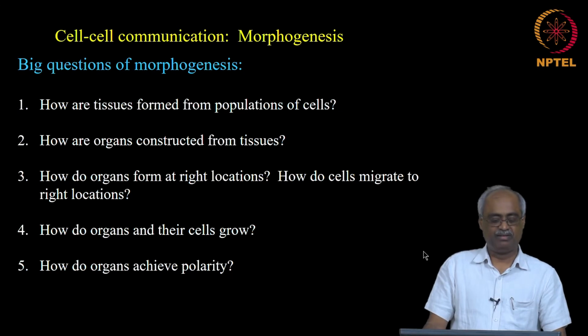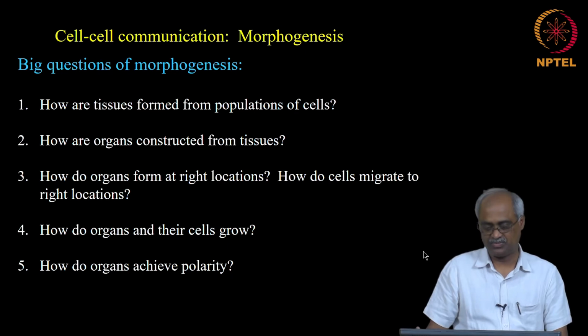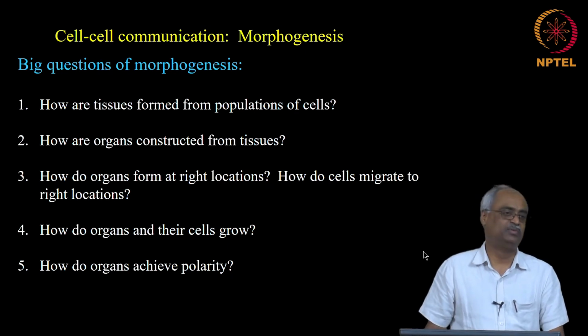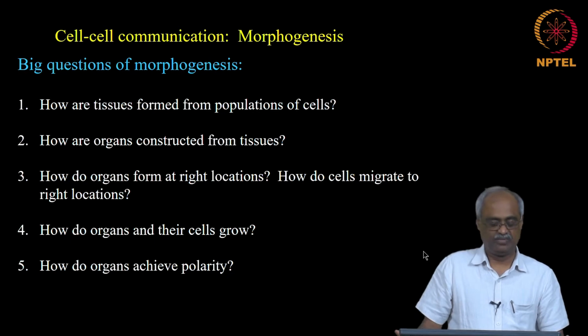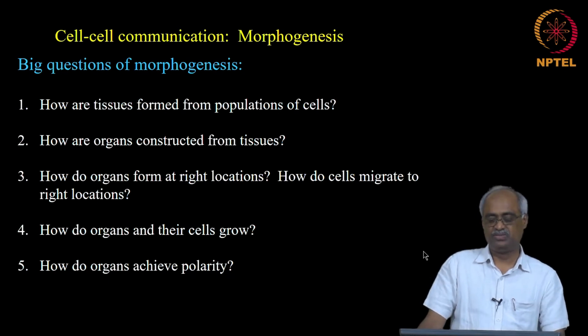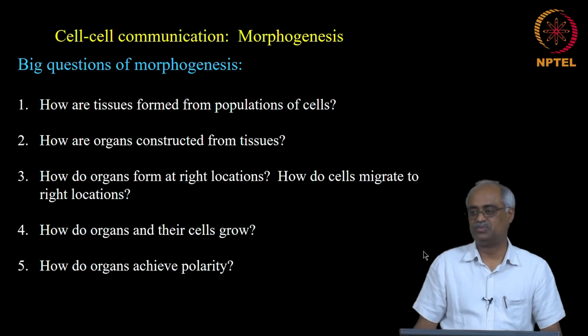During embryonic development, the morphogenesis related questions, remember morphogenesis itself was one of the major questions we started with in the introductory class. So today we are going to look at some of the sub questions within it. They are not in any particular order, but sort of developmental chronological order. These questions are not based on importance, all of them are equally important. So how are tissues formed from populations of cells?